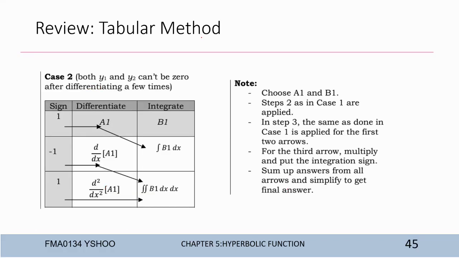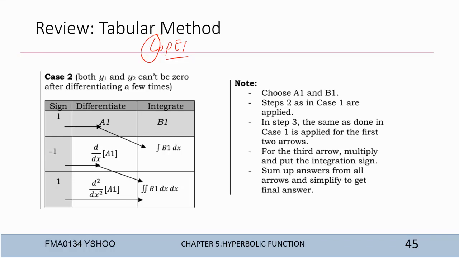Now let us look at case 2, where the choice cannot become 0. You can see that the tabular method is not suitable for L. It only works for the polynomial. So if you see L, you need to go back to the first method.